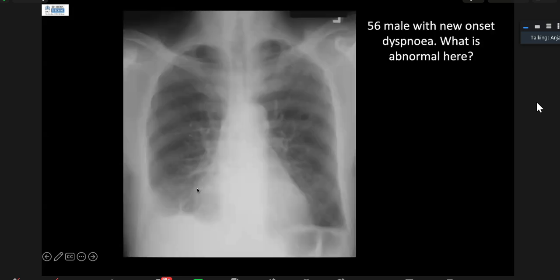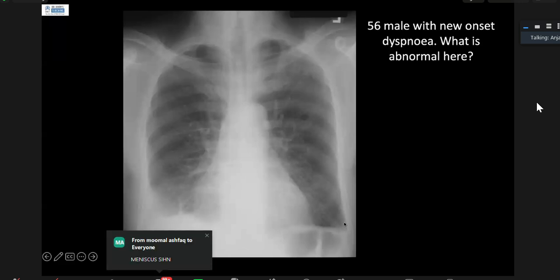Okay. So here there is a 56-year-old male with new onset dyspnea. What you're seeing here is a slightly bigger effusion than what we have seen previously. Possibly this does not fully include the left costophrenic angle, but possibly the costophrenic angle on the left is obscured as well.